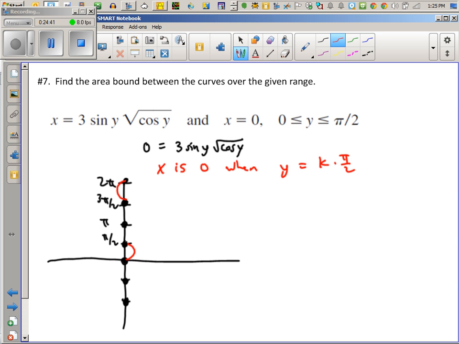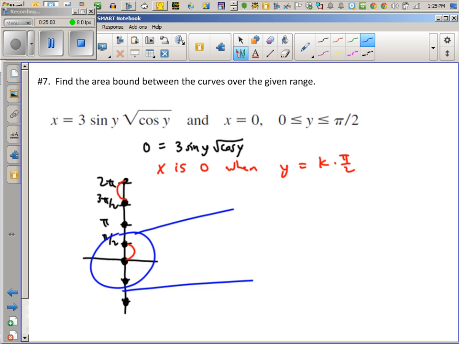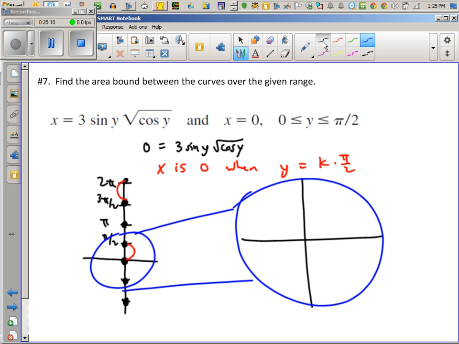But look further into the directions. We are only interested in y goes from 0 to pi over 2 anyway. So we don't even need that upper piece. We're just focusing on that lower piece down there. Okay, so now it's time to re-sketch just what we need. We're very focused on this spot only. Zoom in.